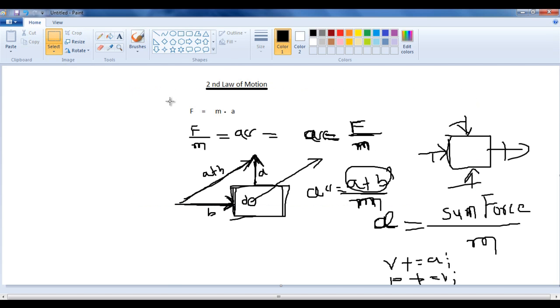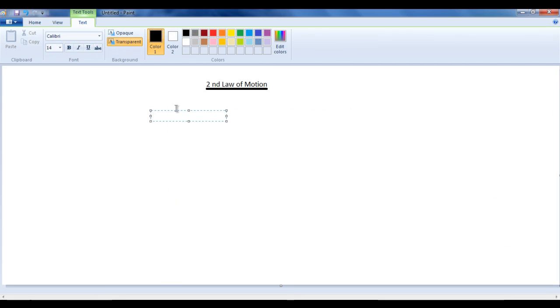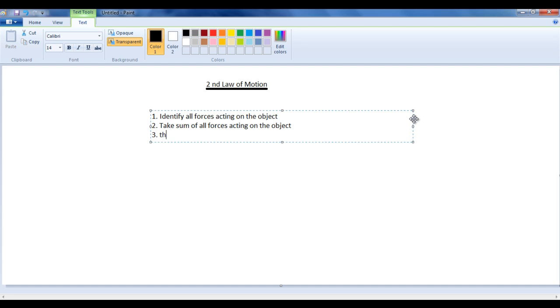So remember the steps. Steps are most important. The first step, what we do? First step, we identify all forces, right? Identify all forces acting on the object. Then we take the sum of all forces acting on the object. Then we divide the sum force, or the resultant force, you can say, by the mass of the object.